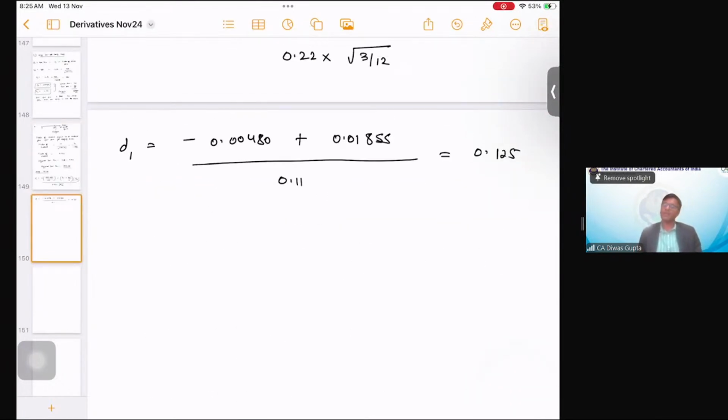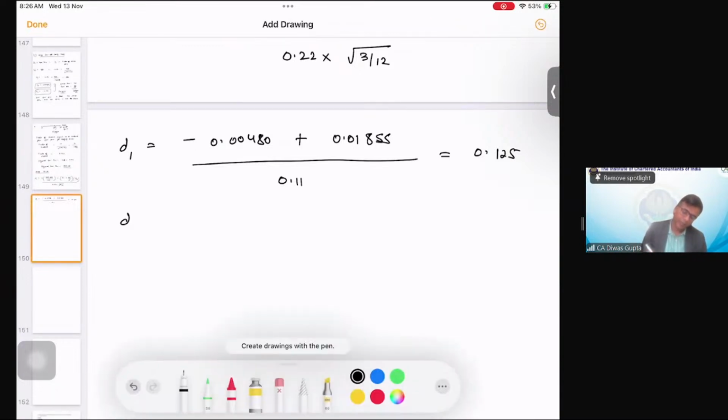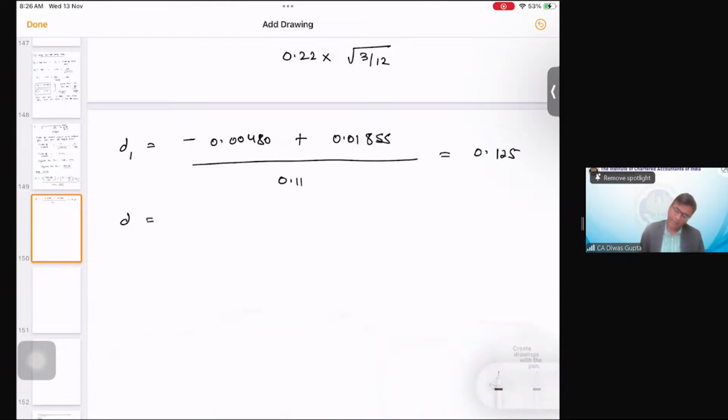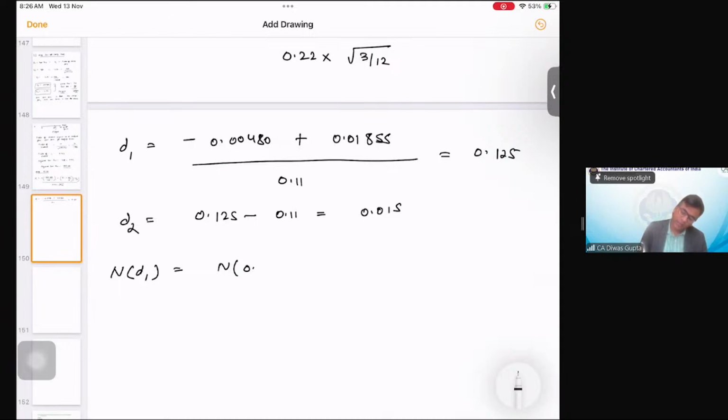So D1 becomes 0.125, and hence D2, which will again be derived from D1, is equal to 0.125 minus 0.11, which is equal to 0.015. N(D1), if it comes out to be 0.125, is equal to 0.5498.